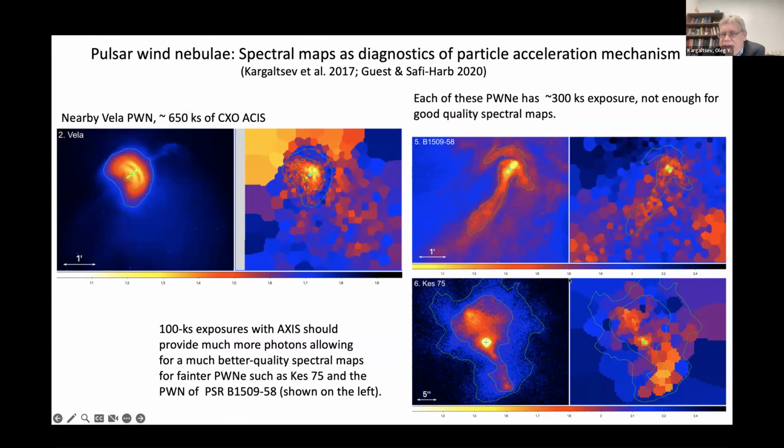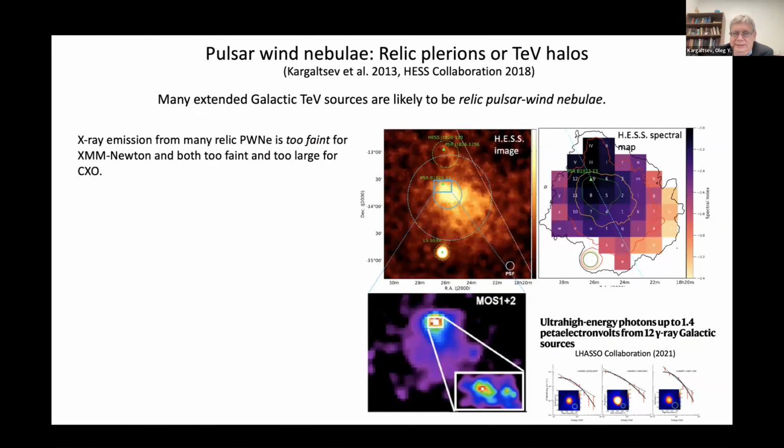On the right-hand side, you can see fainter pulsar wind nebulae, where Chandra, even with a 300 kilosecond exposure, cannot really do a good quality spectral map. There are a lot of fluctuations in the spectral maps on the right-hand side, and here are the images corresponding to the spectral maps. Something like 100 to 150 kilosecond exposures with X's for these kinds of objects will do a lot better, and we will be able to see spectral evolution of the particle SED.